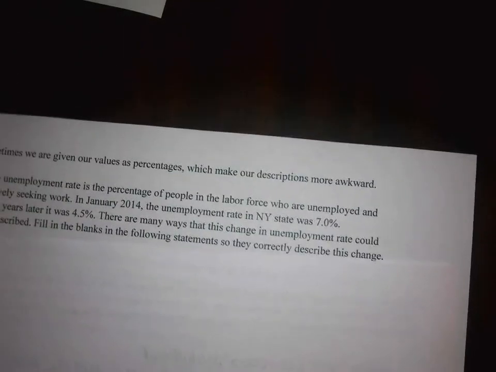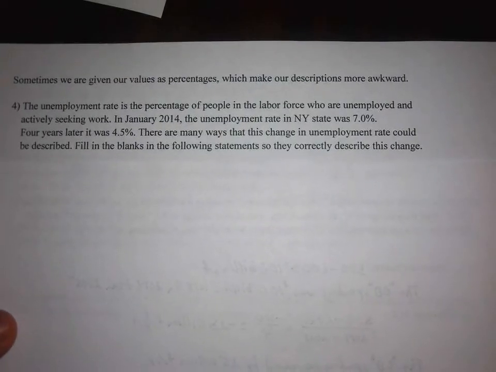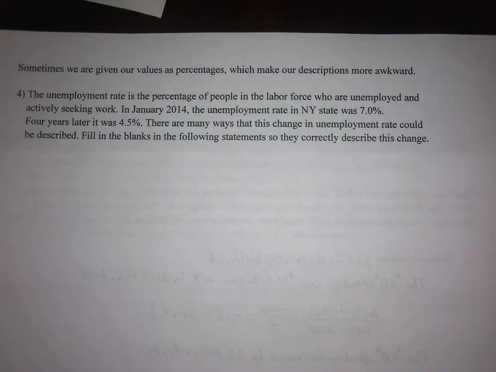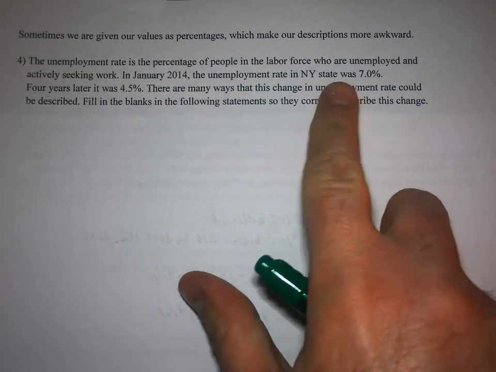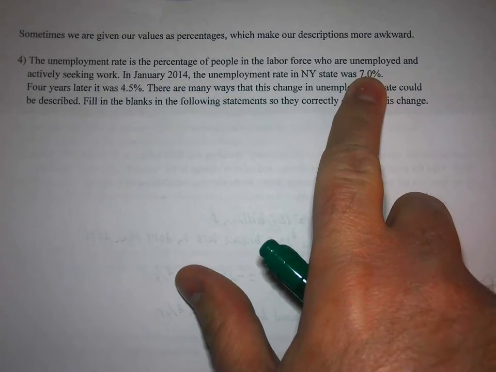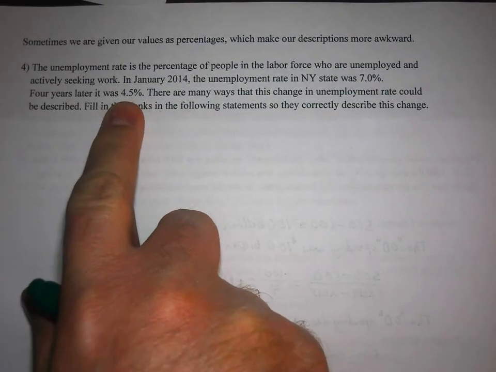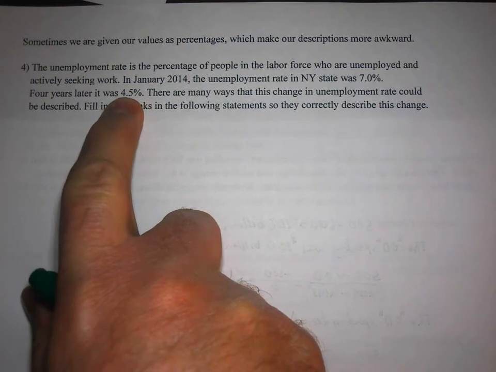Okay, the very last thing to look at here, and we'll go through this fairly quickly, is that sometimes with a word problem, your values are given as percentages. And that makes our descriptions more awkward. So number 4, if you read number 4, you can pause it and read it, but I'm going to go on. Essentially saying the unemployment rate went from 7% down to 4.5% 4 years later.